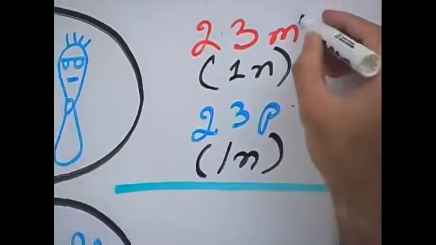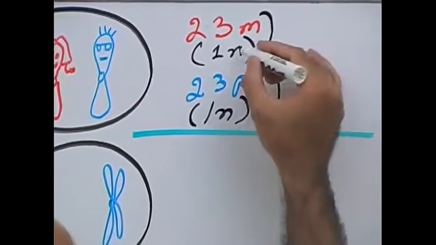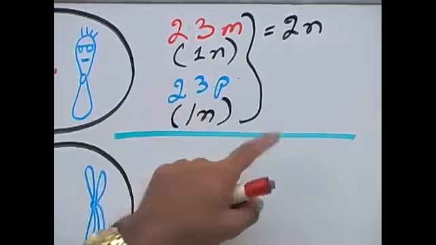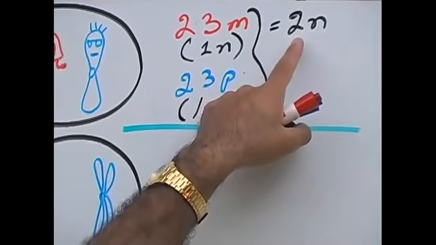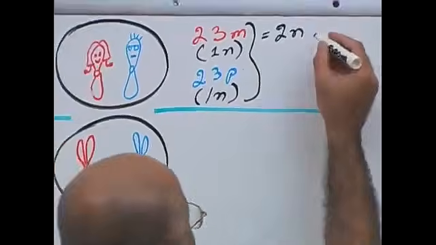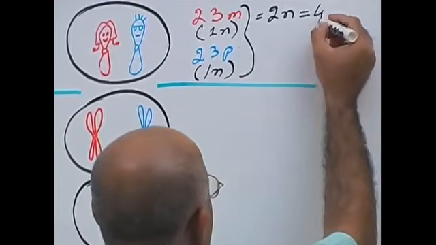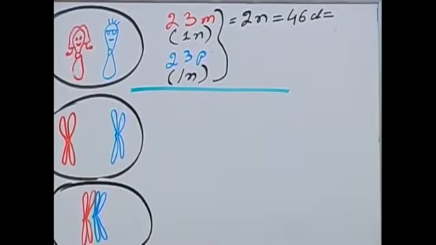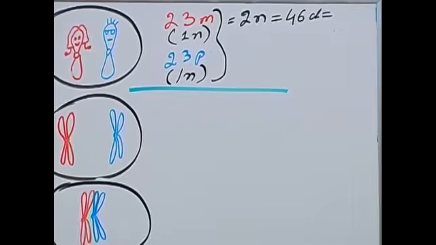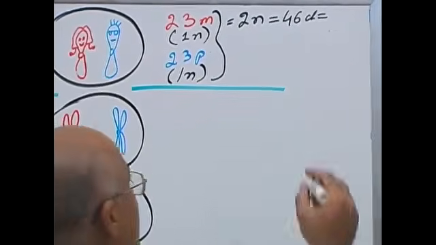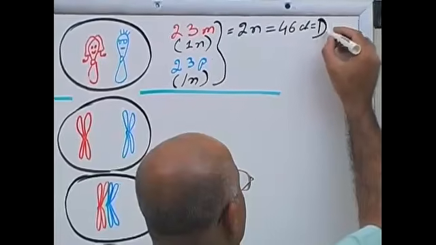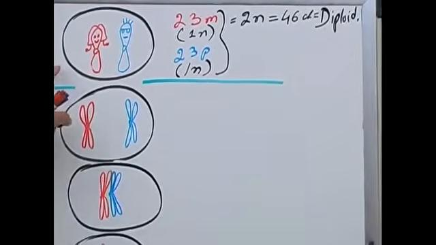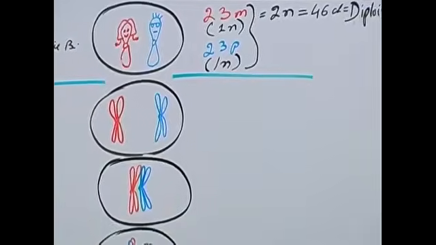Now, if you put them together, how many n's are there? It is 2 small n. When there are 2 small n, it is double of 23. So we can also say that this 2n is 46 chromosomes. When the number of chromosomes is 2n or 46, we say it is the diploid number of chromosomes. I'm talking about this cell which is about to enter into meiosis I.